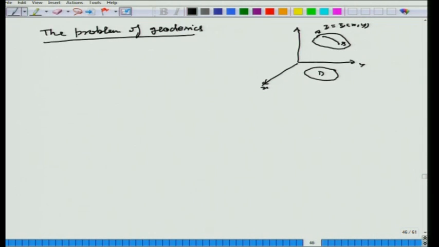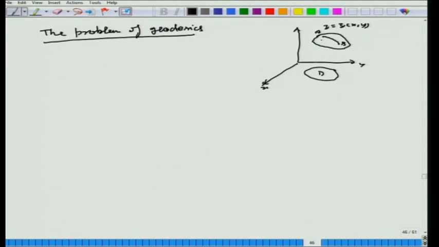So, in the plane, geodesics are straight lines. On spheres, these are great circles and so on. We can have various other surfaces like cones. On those also there are nice geodesics, which we will be discussing in subsequent lectures.